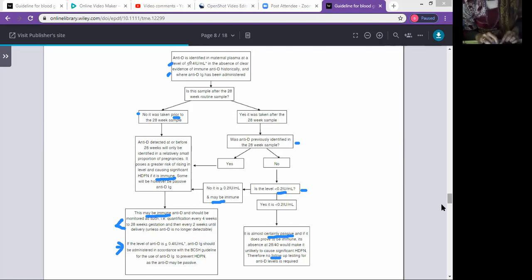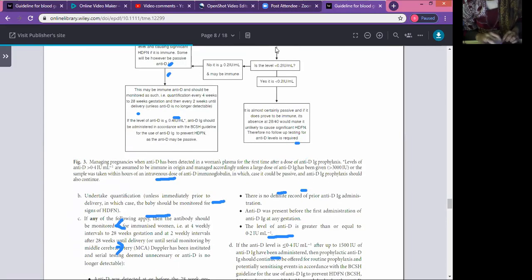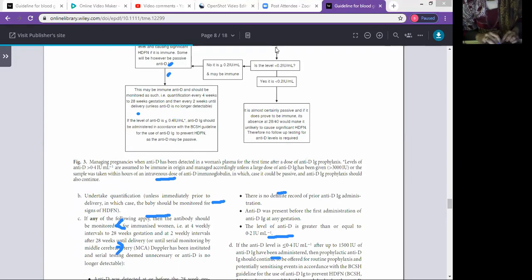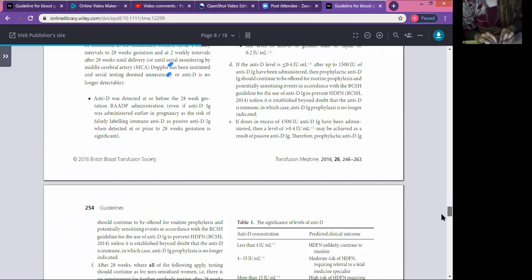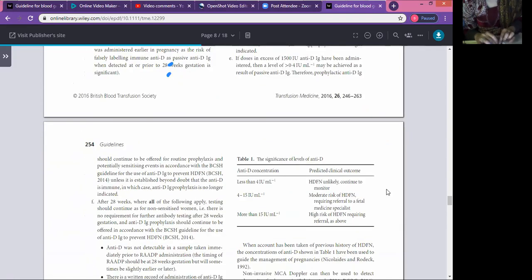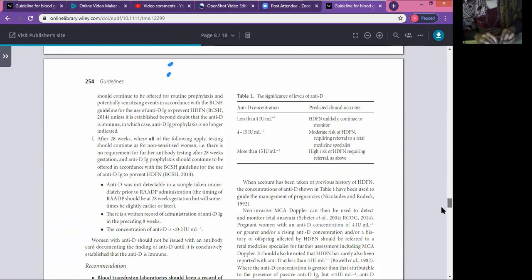This is again a repetition of which antibodies need to be considered passive and which immune. Regarding anti-D, there is one slight warning that they give: not only the significant levels for anti-D should be taken into consideration, but also levels less than 0.1 international units per ml, whether passive or immune.